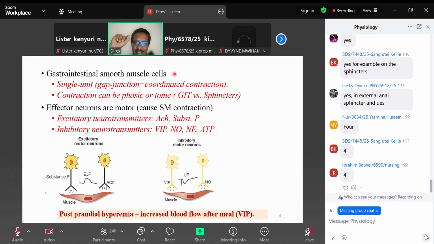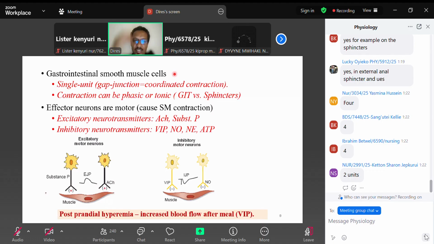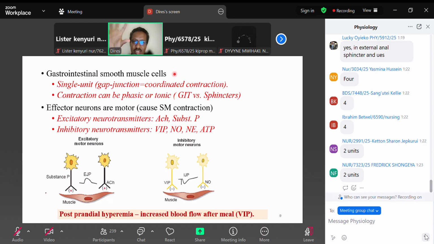But the 2 atria contract together, relax together, because the atria are connected by gap junctions. They are coordinated. They act as one unit. The 2 ventricles connected by gap junctions contract and relax together, one unit. So in the heart, how many units you have? 2 units. The 2 atria, 1 unit. The 2 ventricles, 1 unit. So we have 2 units in the heart.